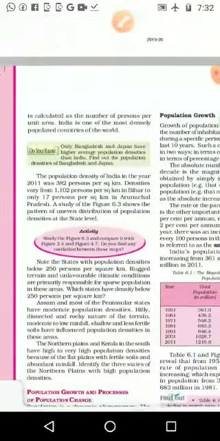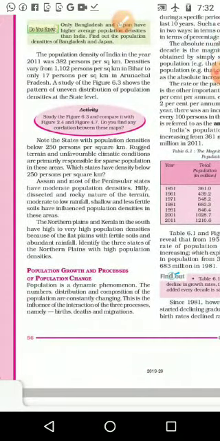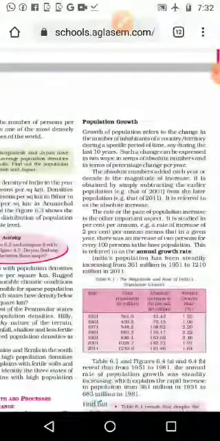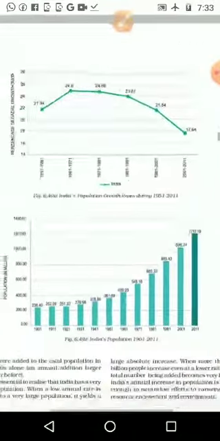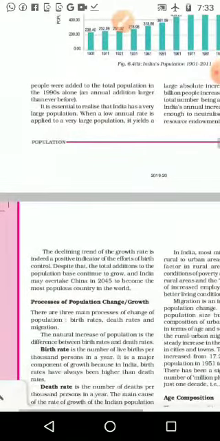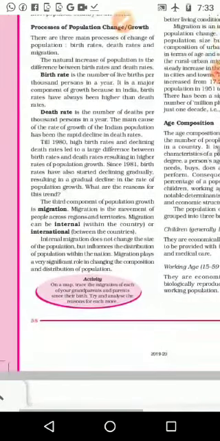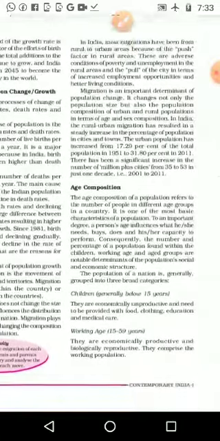The next one is population growth and process of population change, the second concept we are going to study. In that we can see population growth, and annual growth is there. Then we studied the change of population because of birth rate, death rate, then migration, immigration, things we already saw last year. Same concept. Then next one, the age composition of population.